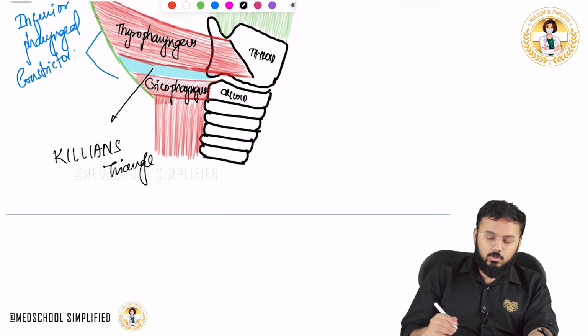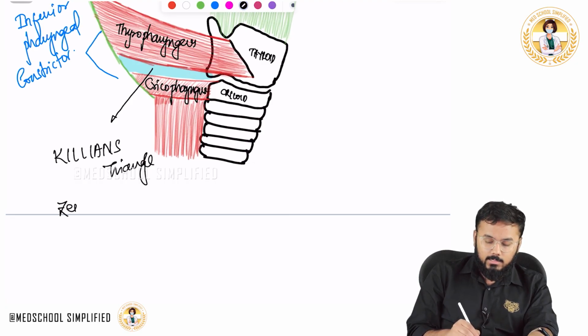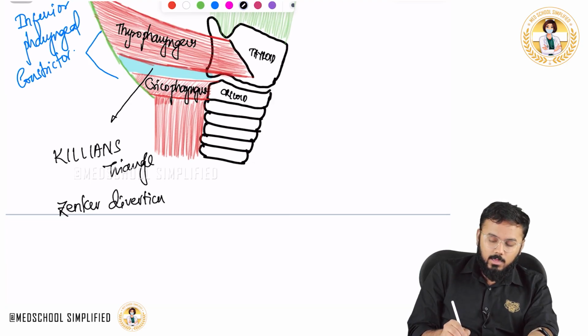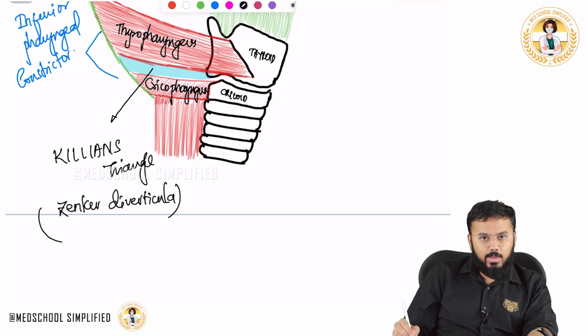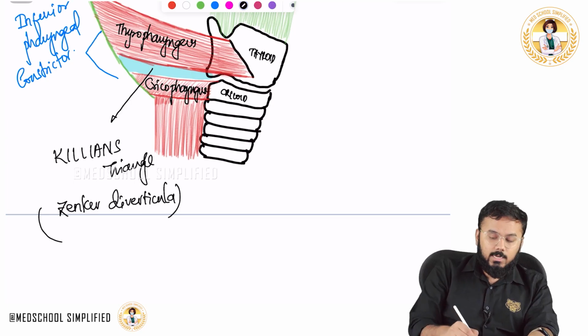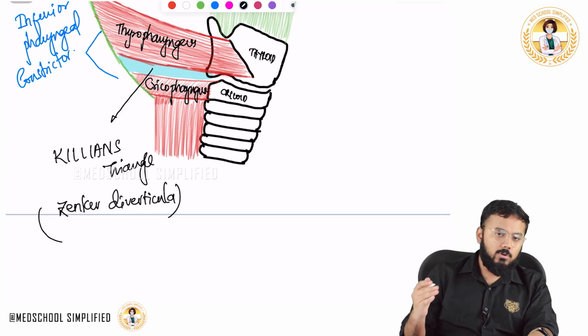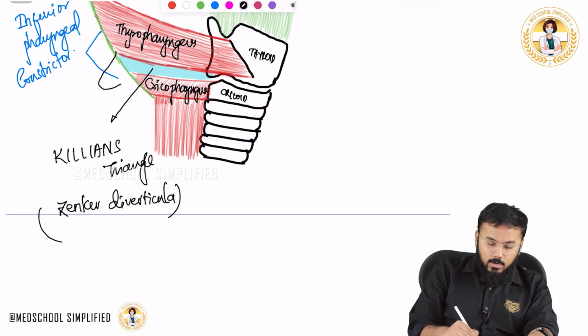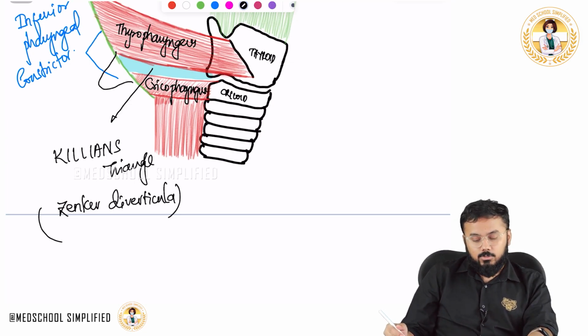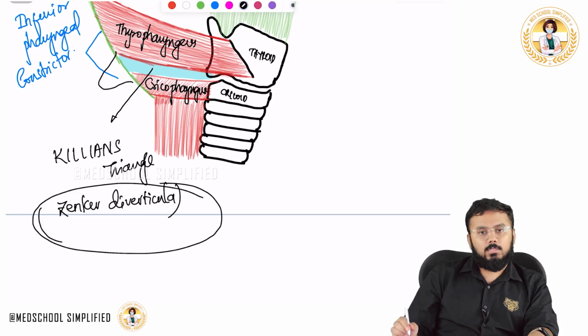Or you can also call it Zenker's diverticulum. Why do you call it Zenker's diverticulum? The triangle name is Killian's triangle, but sometimes there can be an outward protrusion of the contents at this region, which I will discuss later. This outward protrusion is called a diverticulum, and it is called Zenker's diverticulum.